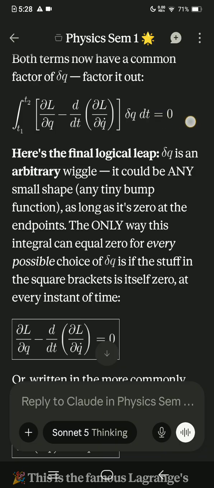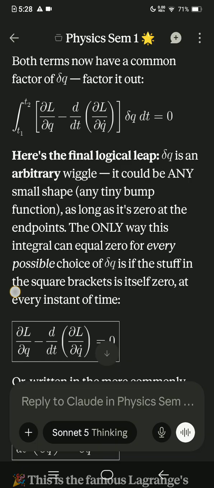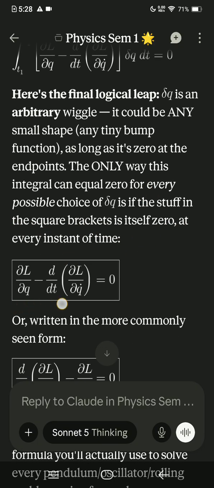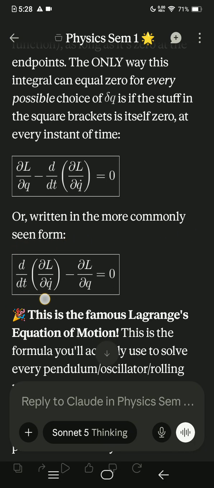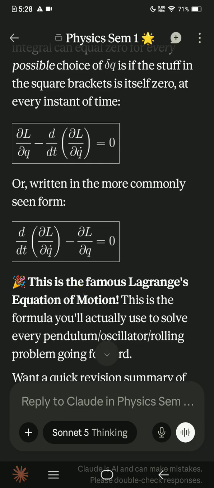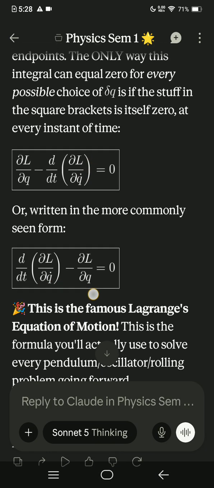So if the whole term is 0, then this bracket has to be 0. The only way for the integral to be 0 for every possible choice of del q is if the stuff in the square bracket is itself 0 at every instant of time. So this is 0, or written in the more commonly seen form, d by dt of this minus this equals 0.